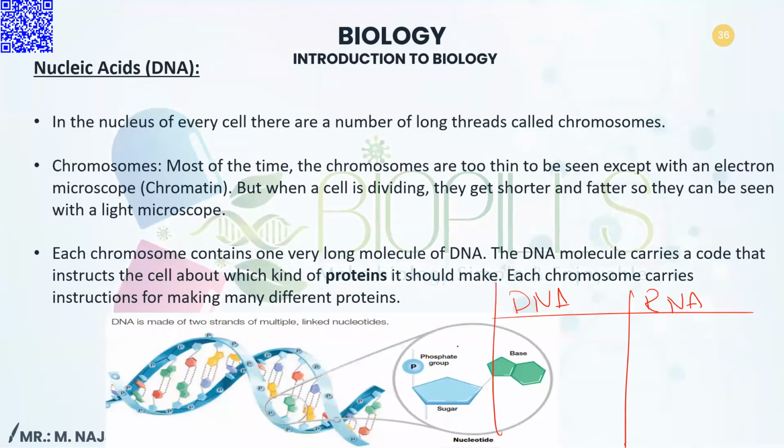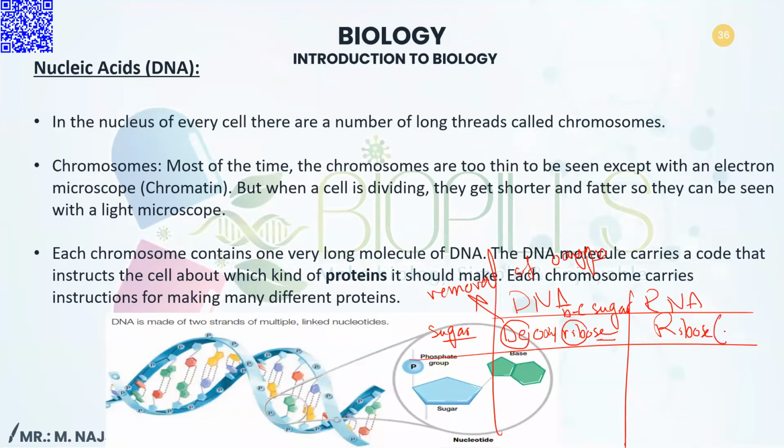First is the sugar. In case of DNA, it is deoxyribose. Let's make this clear. D means elimination or removal. Oxy, so removal of oxygen. Ribose: ribo is a 5 carbon, ose means sugar, so 5 carbon sugar. RNA has also a 5 carbon sugar, but simply it is ribose.